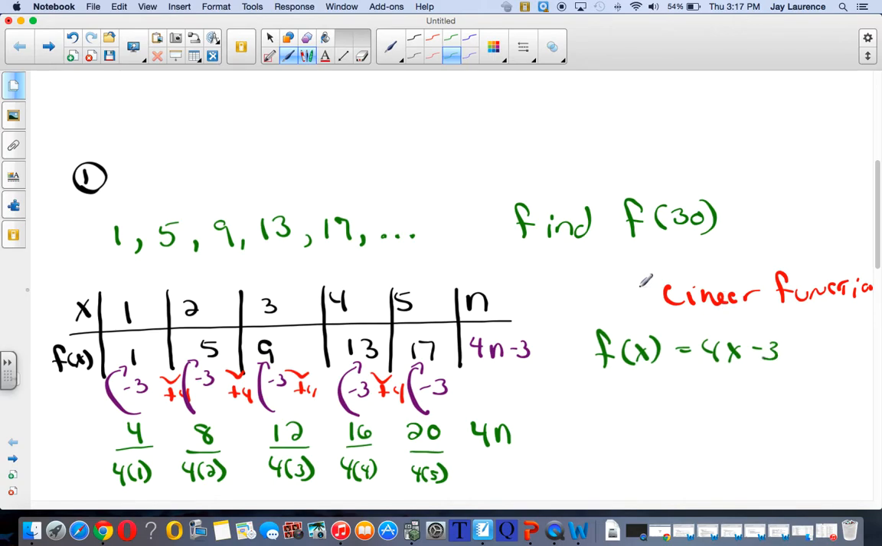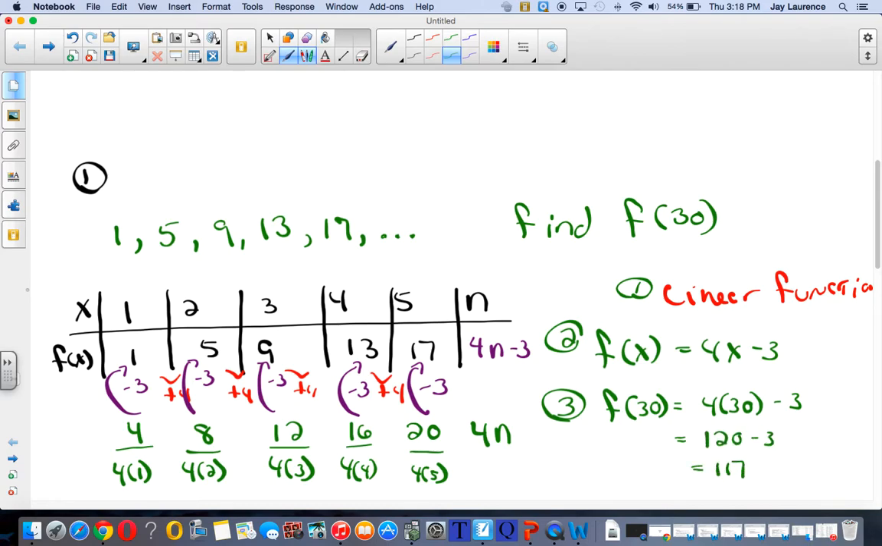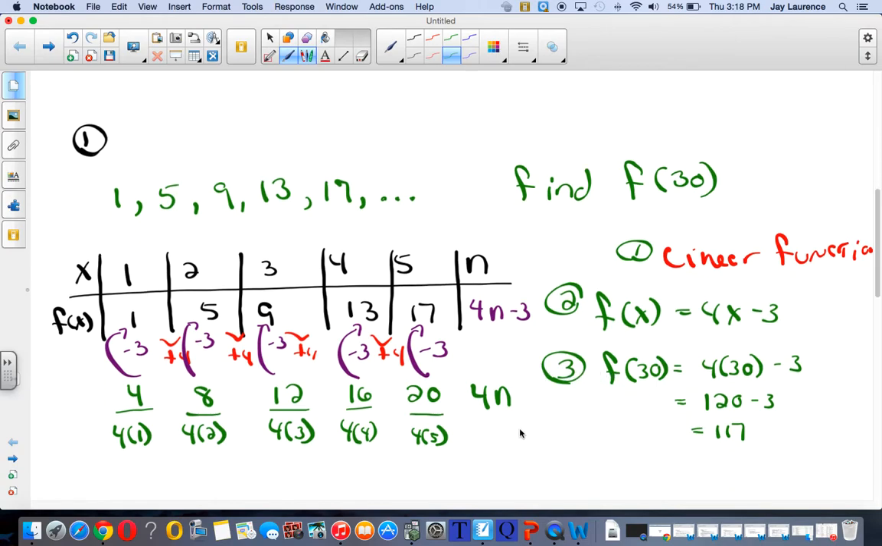Now the third thing I need to do, I found out what type of function it was. I wrote the actual function, and now the third thing is I'm going to find f of 30. So f of 30 is 4 times 30 minus 3. And 4 times 30 is 120, minus 3 is going to be 117. And there you go. The 30th term in the sequence will be 117.